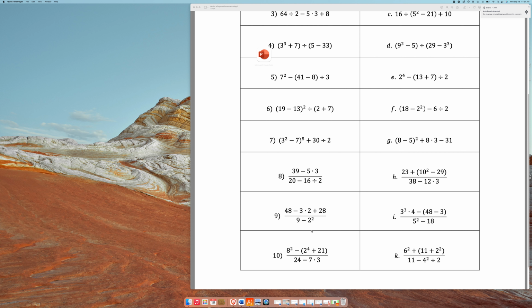So we get 23 plus 100 minus 29. 23 plus, and we can finally subtract these two, and we get 71, right? And if we add that, we get 94. So the top expression numerator equals 94.